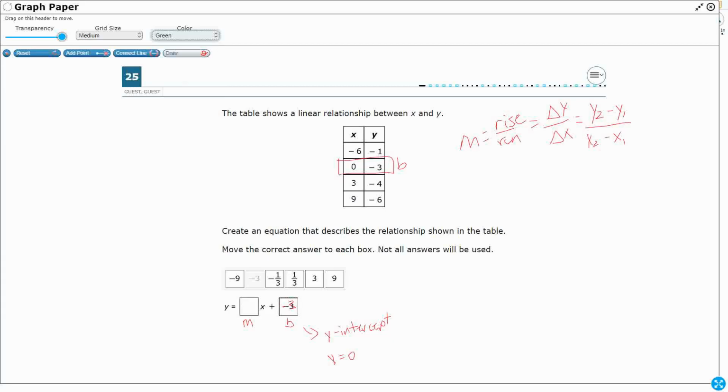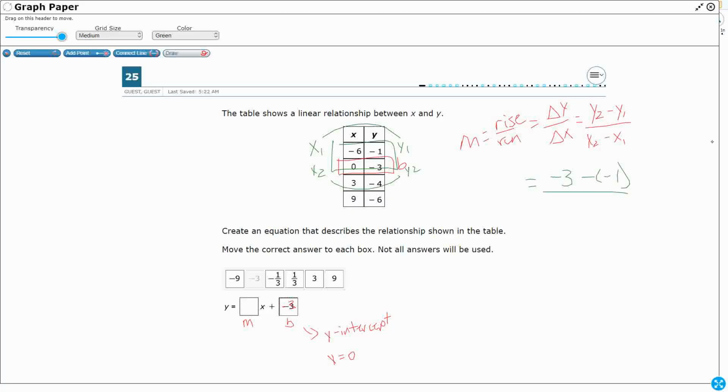So let's make this easy on ourselves. All right, let's just choose these two. So I'm going to make this x sub 1, x sub 2, y sub 1, y sub 2. You just want to make sure that your 2's are together, your 1's are together. All right, so my y sub 2 is -3 minus my y sub 1 is -1.